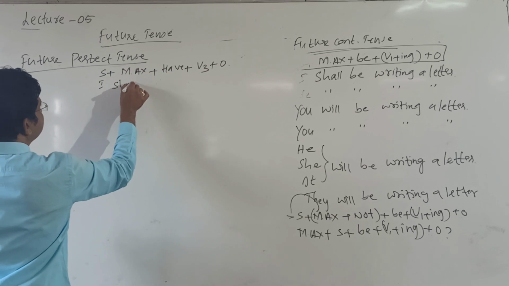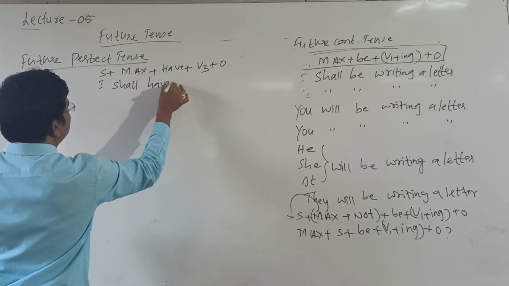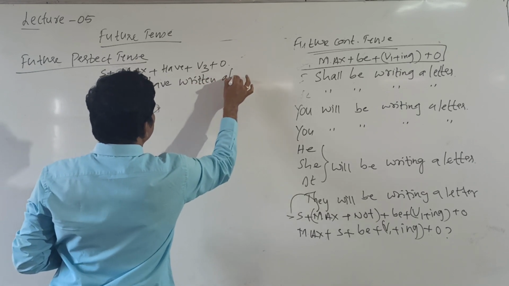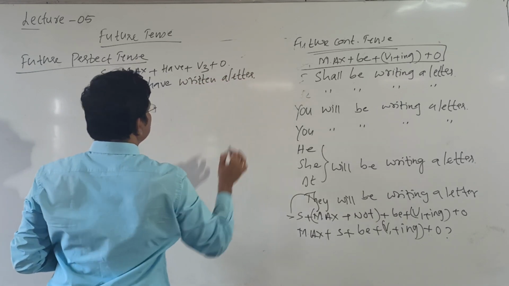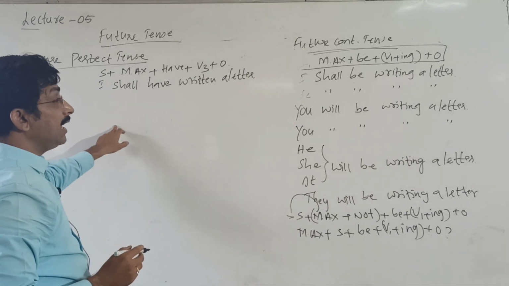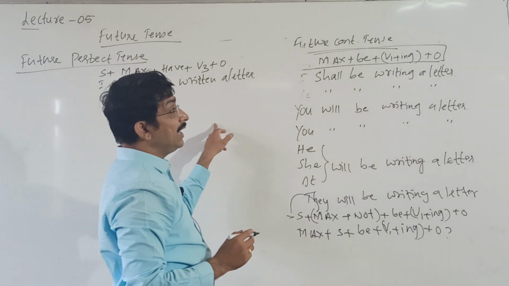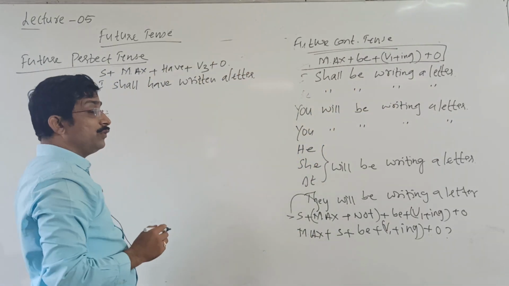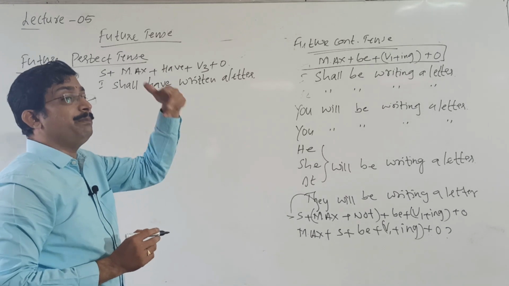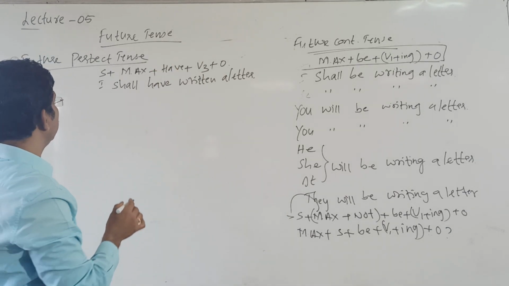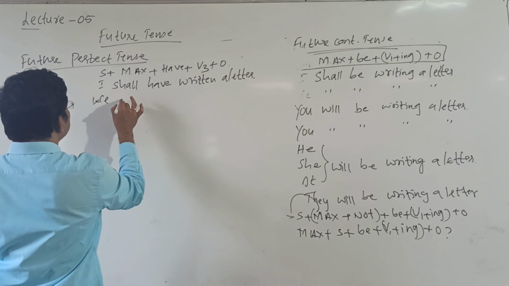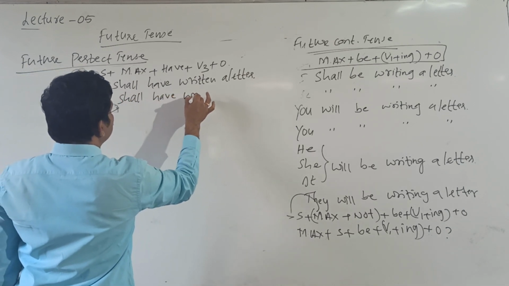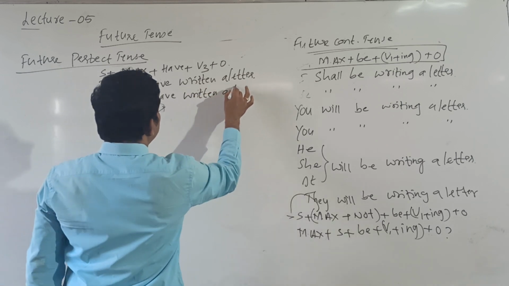I shall have written a letter. I shall write a letter, I shall be writing a letter, I shall have written a letter. So future perfect we are talking. Then we shall have written a letter.